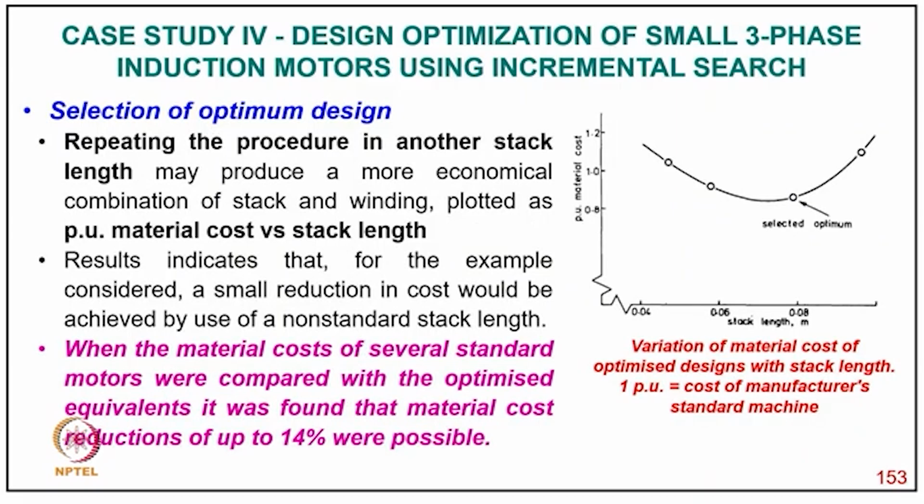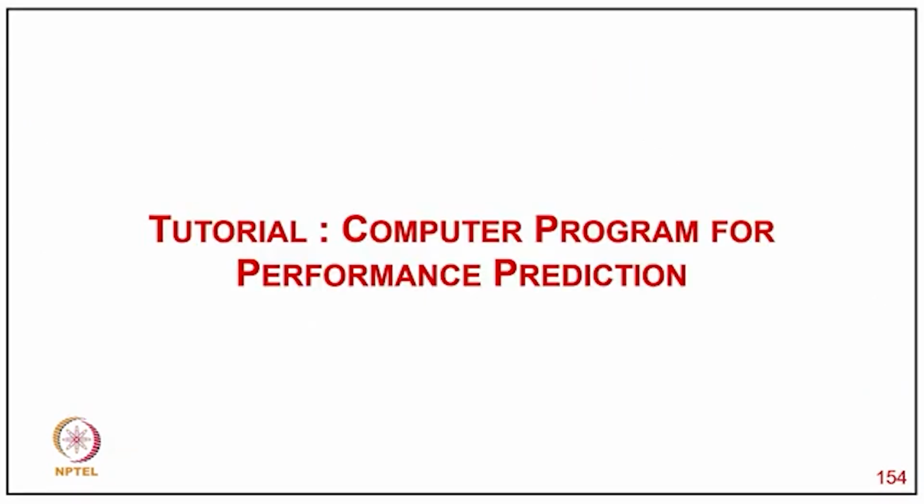So, repeating the procedure in another step may produce a more economical combination of the stack length and winding. Plot the per unit material cost versus stack length, and the result indicates that, for example, a small reduction in cost will achieve a useful standard stack length. When the material cost of several standard motors was compared with the optimized equivalent, it was found that a material cost reduction of up to 14% was possible in this process.